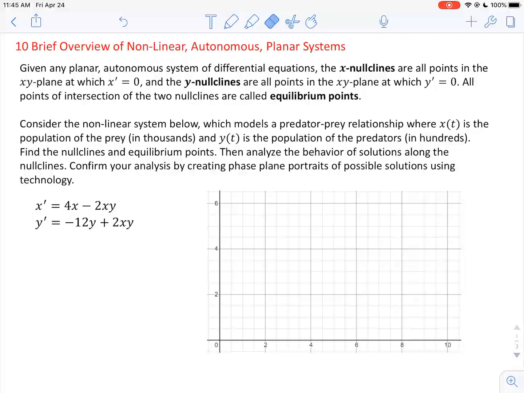Typically, nonlinear systems are not solvable by hand. So the approach when solving them is to approximate solutions, to do what's called linearization of the system to approximate solutions. But here we're only going to focus on analyzing phase portraits, and that will be all that we do for this chapter.